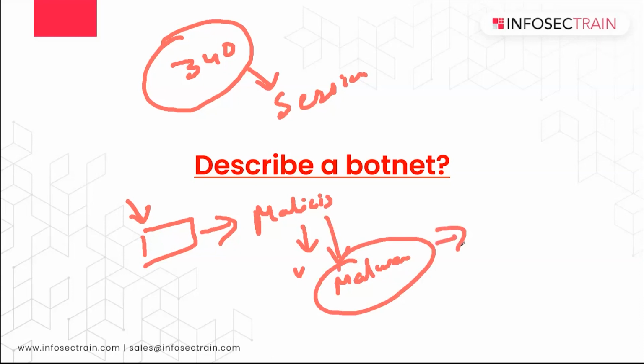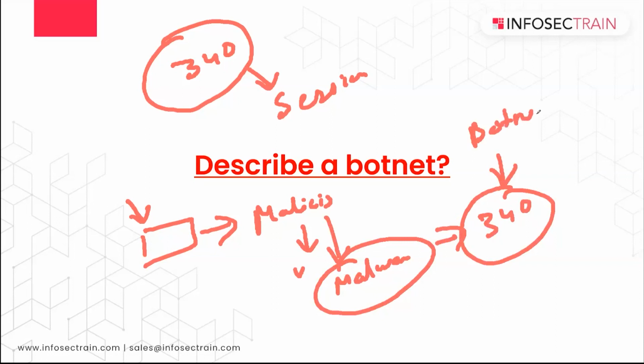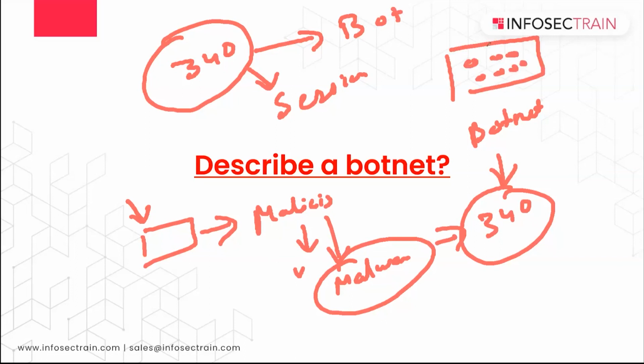Okay. So the malware has been set in all 340 devices. Now this 340 device will be working as a botnet for me. If any individual clicked on that link, that will be a bot. A collection of bots is known as your botnet.